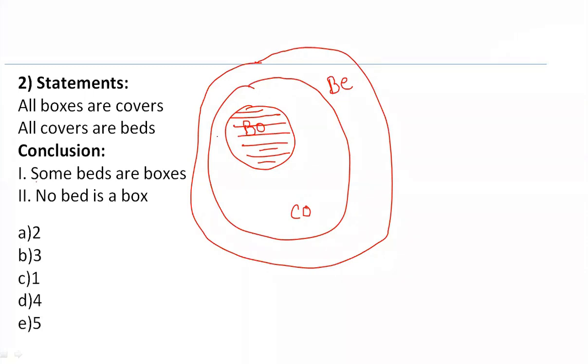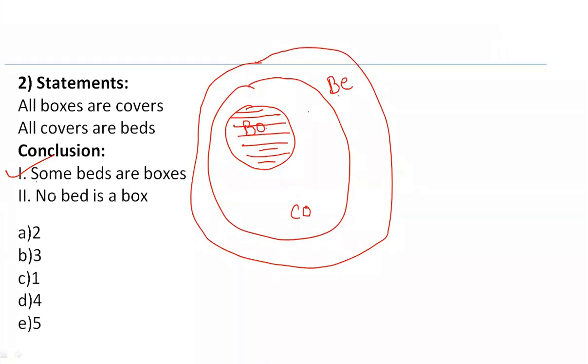Some beds are boxes means, is there some intersection between beds and boxes? Is there some relation or not? Is there some common thing or not? Yes. Some beds are boxes means they just want to tell that the two are related. That means conclusion one follows because the beds and boxes circles have some intersection.